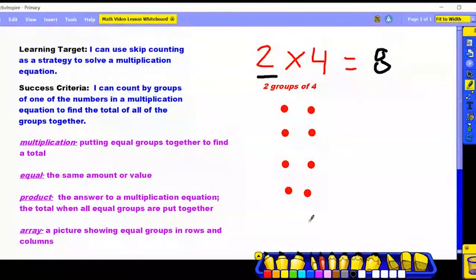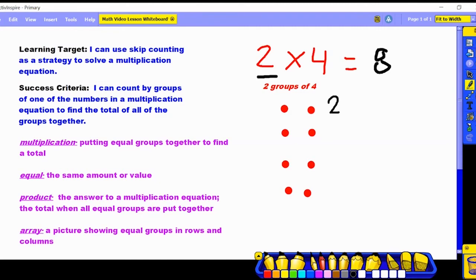Let me make this clearer. What I was going to show you is how to connect our skip counting to the array that matches this equation for 2 times 4. So here I've got my 4 rows of 2, or my 2 columns of 4. Remember, a column just means a straight line going up and down. And I just want to count next to each of the rows to show you that skip counting we just did and how it connects to our array.